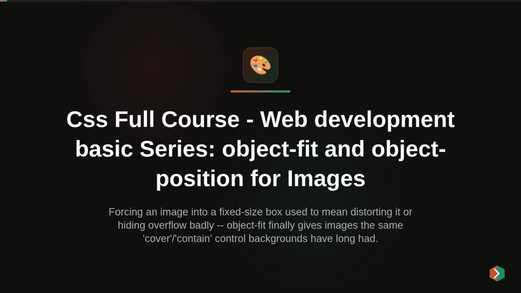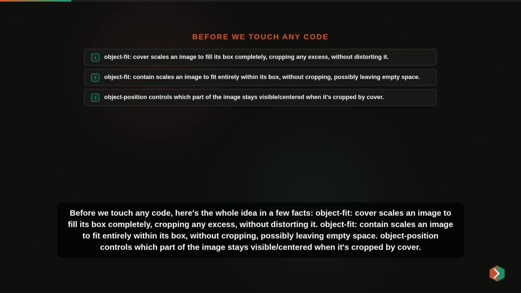Forcing an image into a fixed size box used to mean distorting it or hiding overflow badly. Object fit finally gives images the same cover contain control backgrounds have long had. Before we touch any code, here's the whole idea in a few facts.